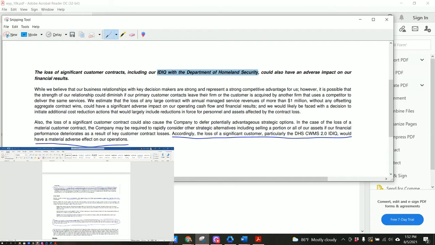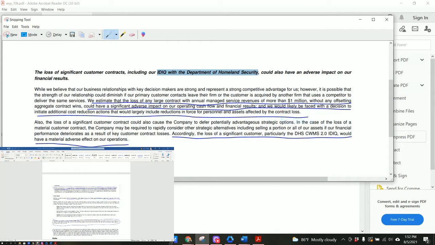Another thing to look for up here, we estimate that the loss of any large contract with annual managed service revenues of more than $1 million without offsetting could have a significant adverse effect on our cash flow and financial results. We would be likely to face the decision to initiate additional cost reduction actions that would likely include reductions in force for personnel and assets affected by the contract loss.